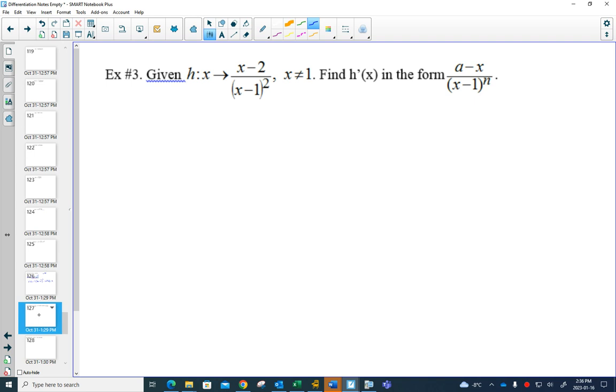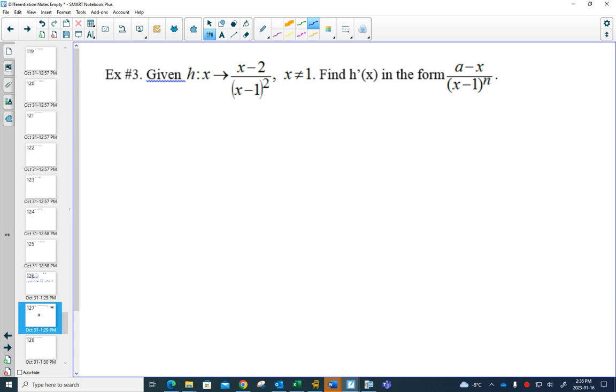This is very typical of an IB question. That's why I wanted to do examples 3, 4, and 5. What they do is they give you a function, and then they never ask you to simplify something. Instead, they'll ask you to write it to look like something.